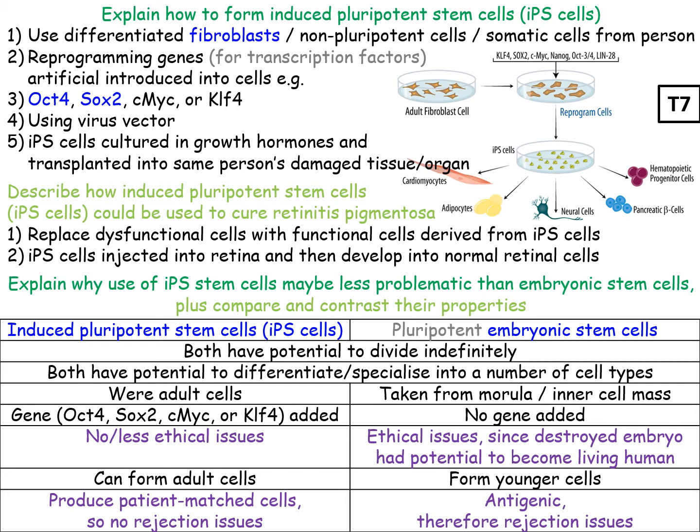Therefore, there is no or less ethical issues with the iPS cells. However, the embryonic stem cells have ethical issues because a destroyed embryo therefore had the potential to become a living human. The iPS cells can form adult cells, whereas the embryonic stem cells form younger cells. However, they could be antigenic, so you could have issues with rejection. However, because the iPS cells were made from somatic cells from the same person, they will produce patient-matched cells, so there's no rejection issues when using induced pluripotent stem cells.